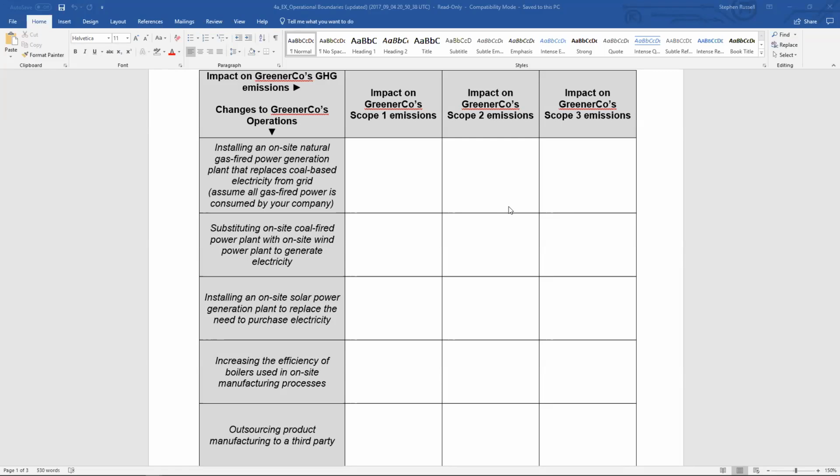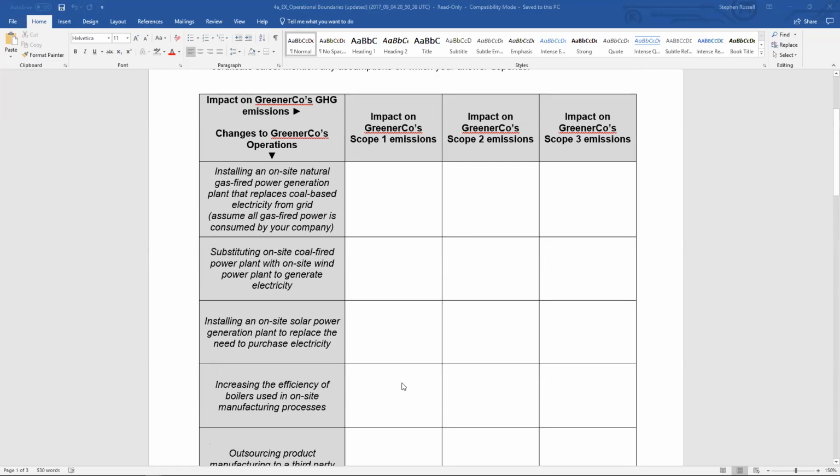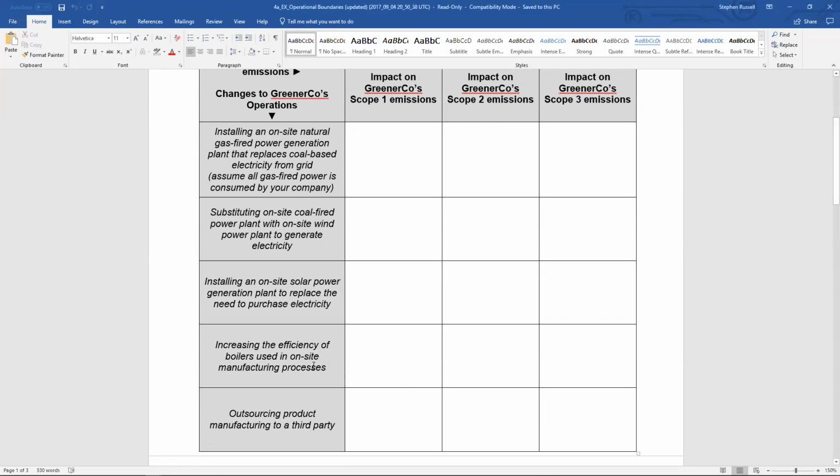So I see a couple of questions relating to the case of the boiler. Boilers used in on-site manufacturing processes. That was case number 4 here. Let me go over the answer again. Here I assume that the boiler consumed fossil fuels and the company is increasing the efficiency of that boiler, meaning that it consumes less fuel for a given amount of energy output.